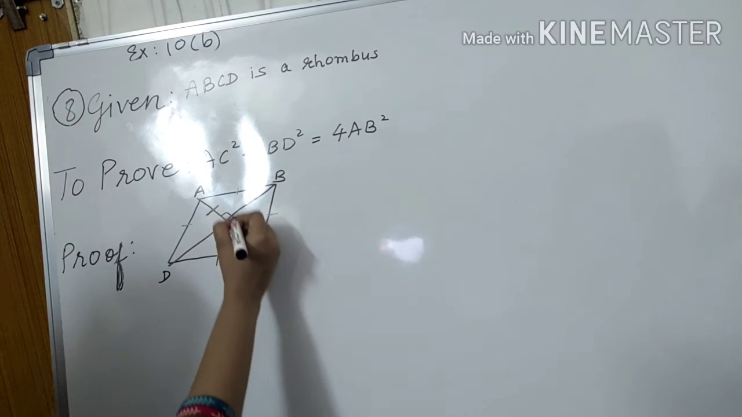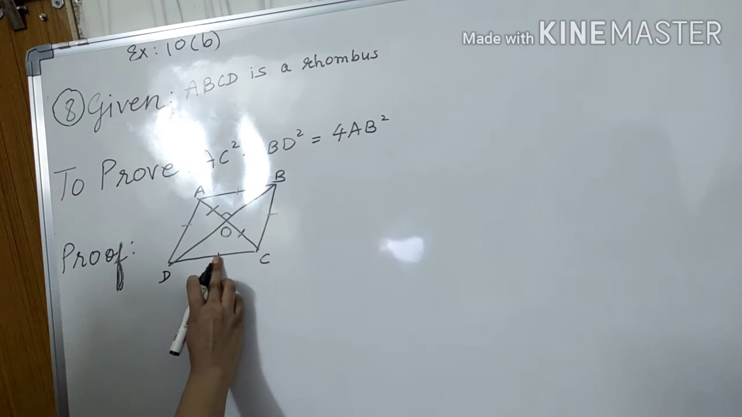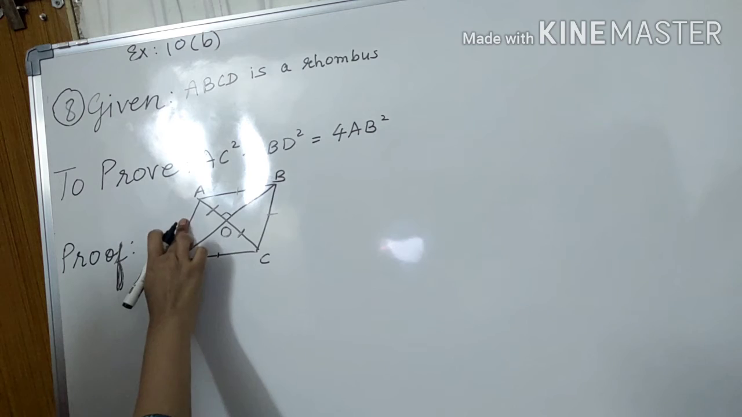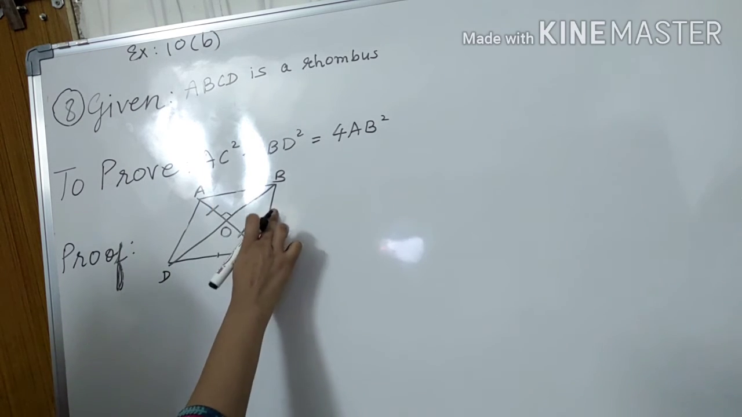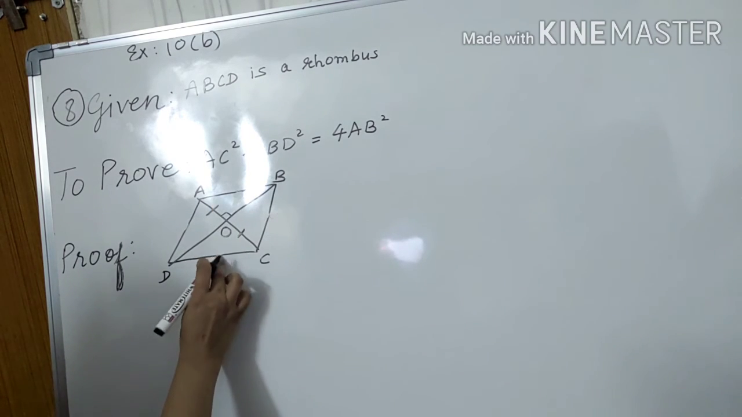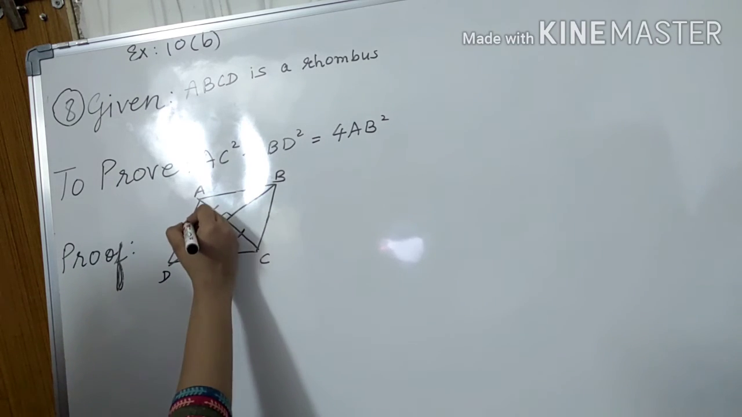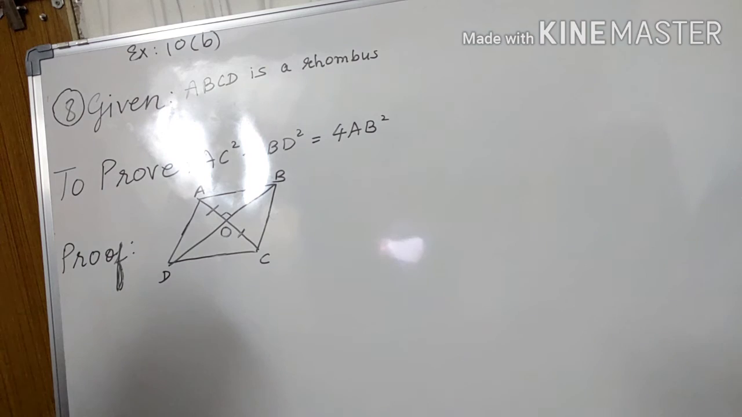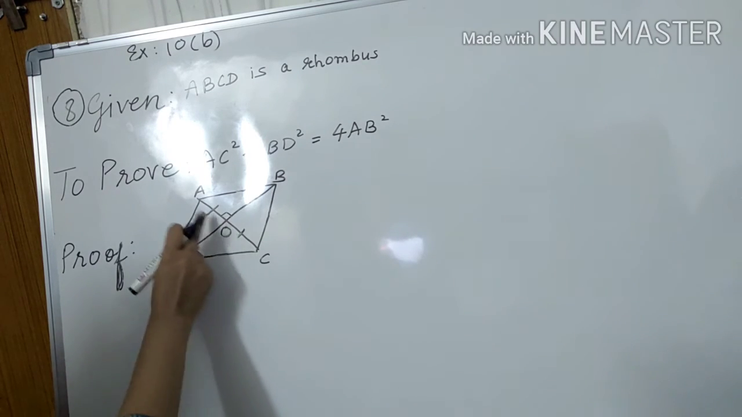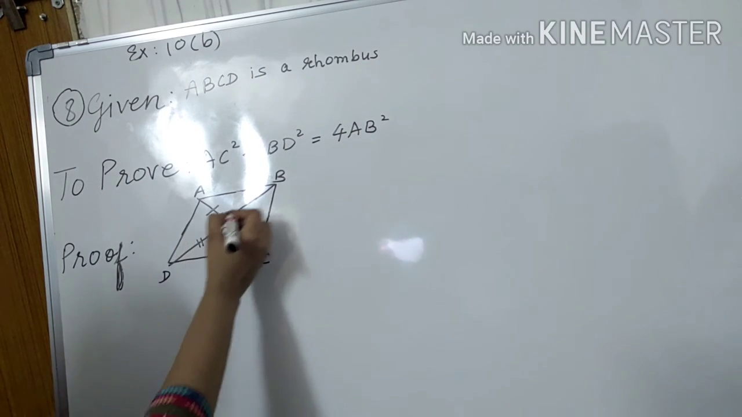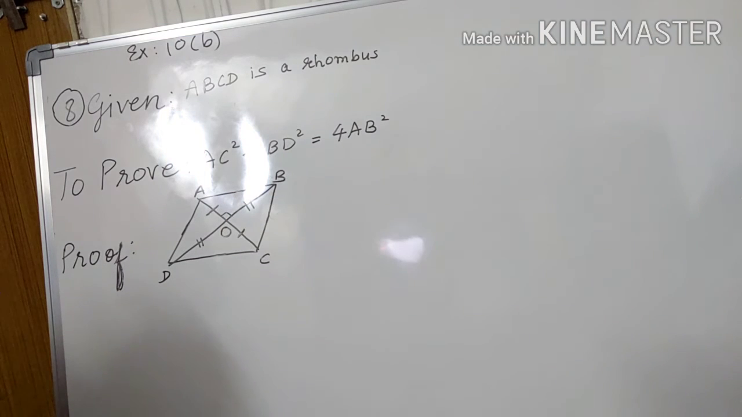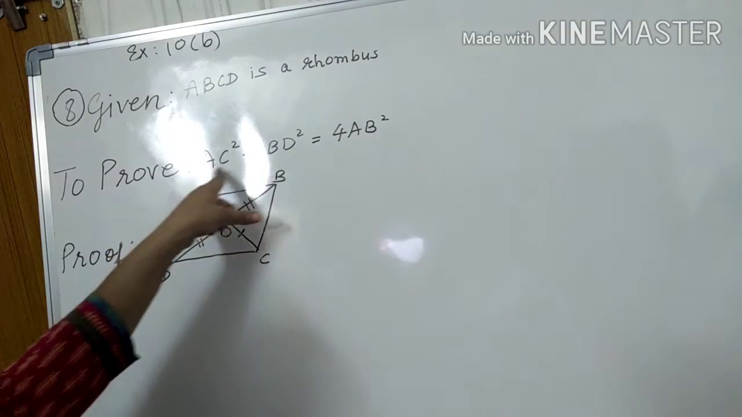Bisecting means these equal this. So I am removing this sign because otherwise it will make confusion. So you have to understand that all sides are equal, and also the diagonals bisect each other at 90 degrees. Bisecting means making equal parts. So here also they bisect each other. Now we start our proof part accordingly in the question.